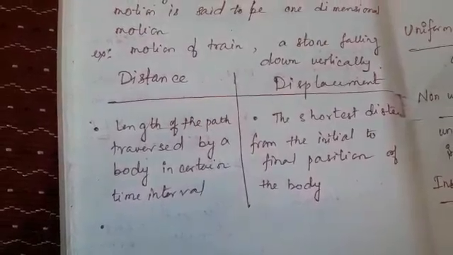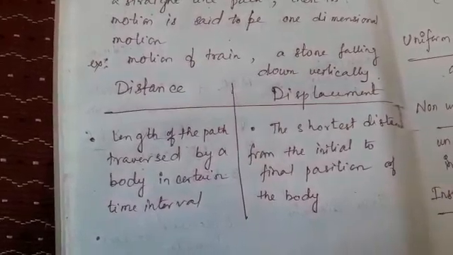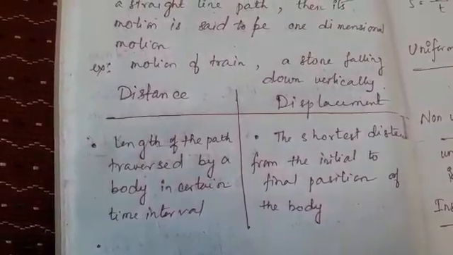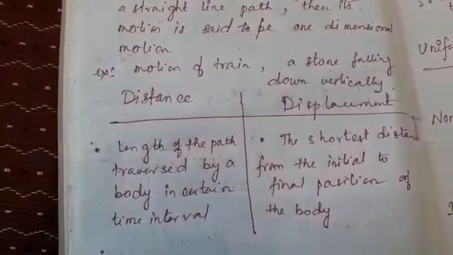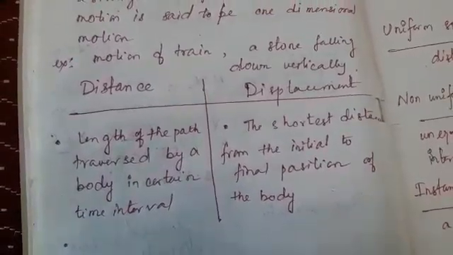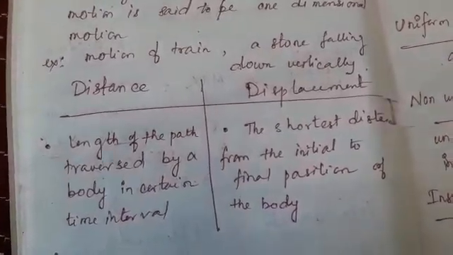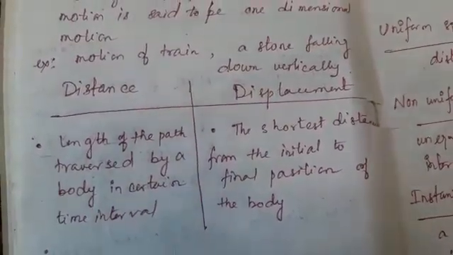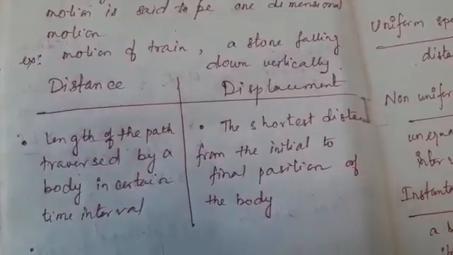So distance depends on the path followed by the body. There are 5 paths, any path the body can choose. So on that path the distance will depend. Whereas displacement is fixed. It is the shortest path out of the 5. It will not change if the body is taking some alternative path. The distance will change, but the displacement from your house to school or from any one point to another point will remain fixed. The shortest distance, which is displacement.